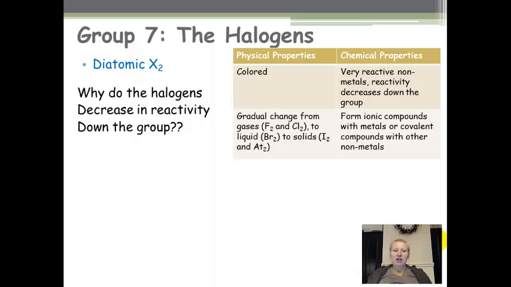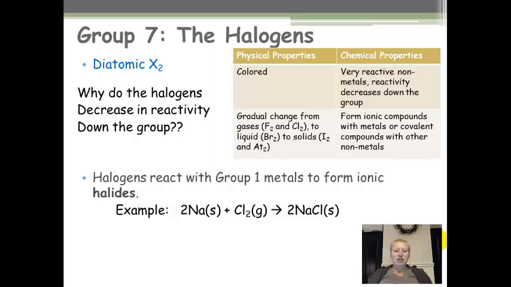So physically, the halogens are colored, and they go from gases to liquids to solids. So they're the only group that contains all three phases of matter. And they're very reactive. However, their reactivity decreases as they go down. And remember that they form ionic compounds with metals, but they can also be used to form covalent compounds with nonmetals. So halogens react with group 1 metals to form ionic halides. For example, sodium plus chlorine will form sodium chloride.